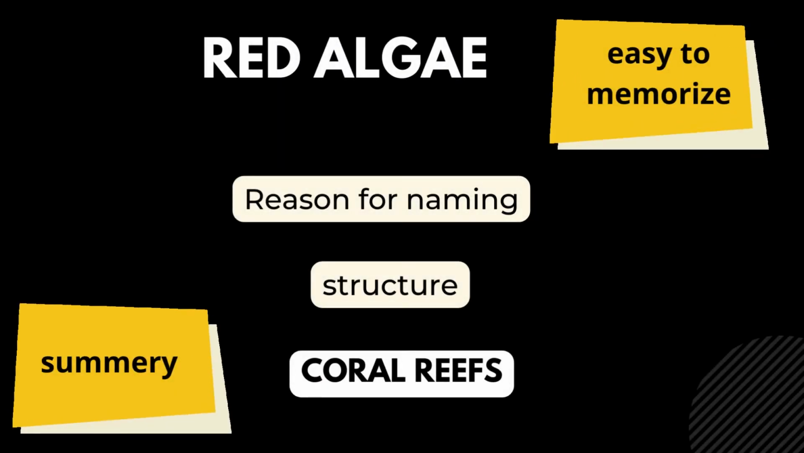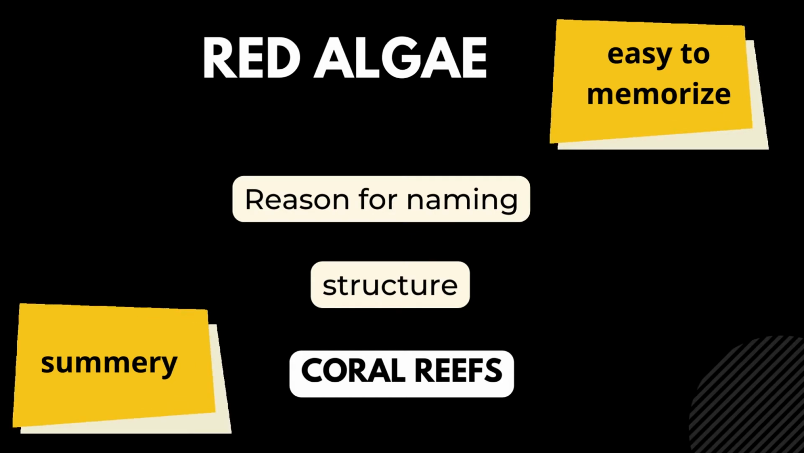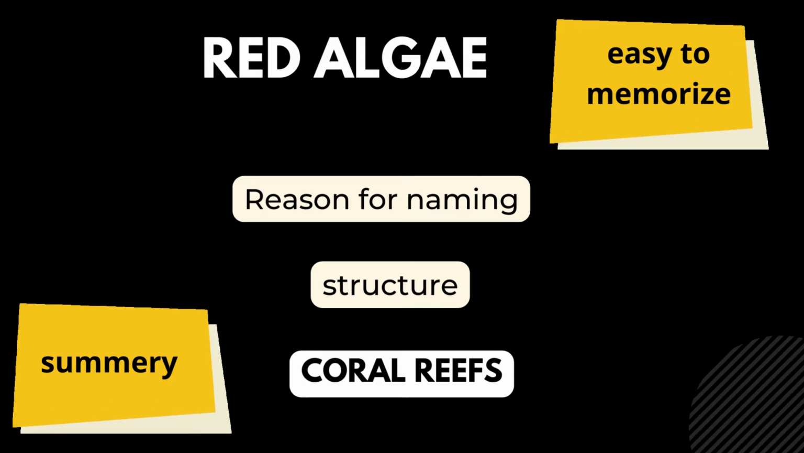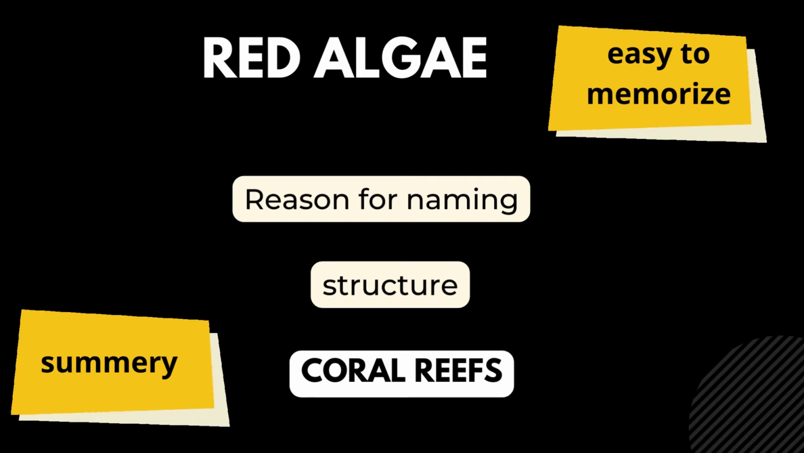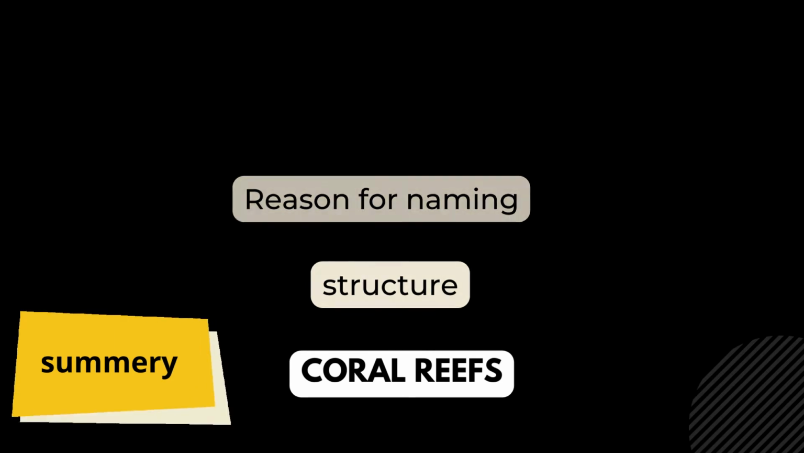In red algae, we have discussed the reason for naming, their structure, and that they form coral reefs. But are coral reefs coral due to exoskeleton or due to deposition of calcium carbonate? The organisms' dead bodies make a rock at the bottom of the ocean. That rock or that range of rock is called a coral reef.